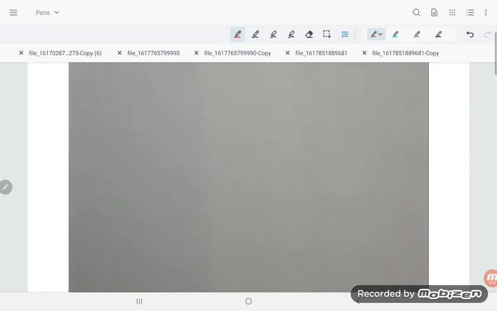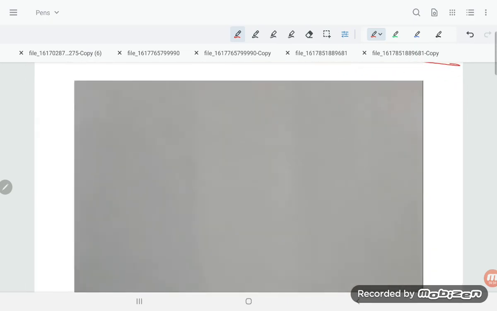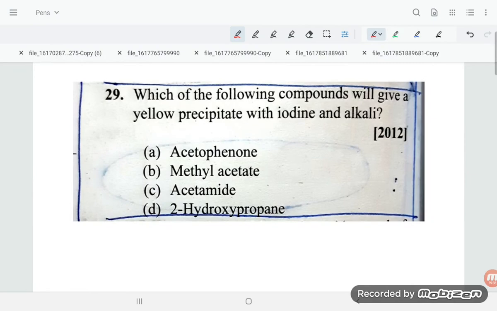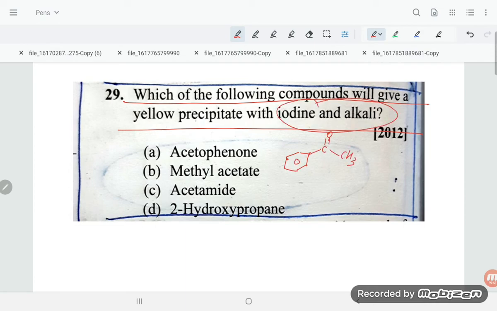Let us move on to question number 29, okay. What is question number 29, students? Which of the following compounds will give yellow precipitate with iodine and alkali? Okay, so first one is acetophenone. So acetophenone means COCH3 is there. So with iodine, it will give iodoform. Methyl acetate, okay. Acetamide, 2-hydroxypropane, okay, 2-hydroxy.